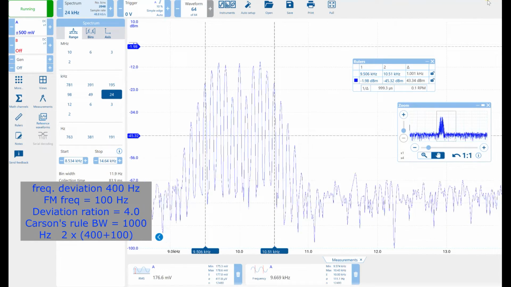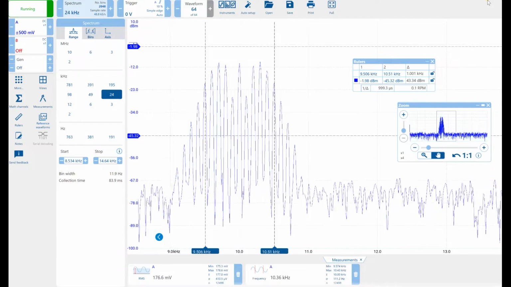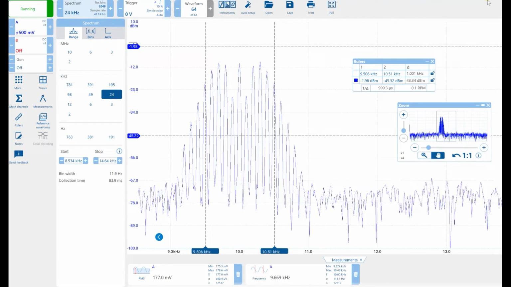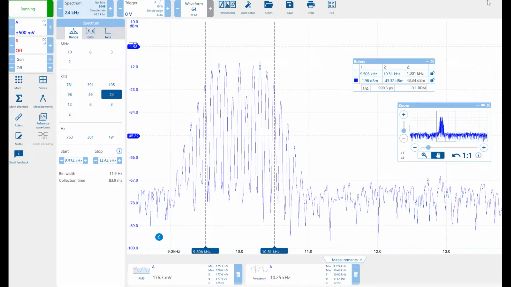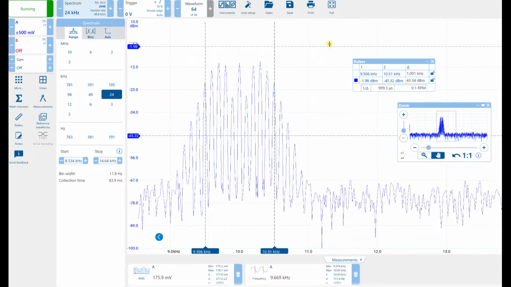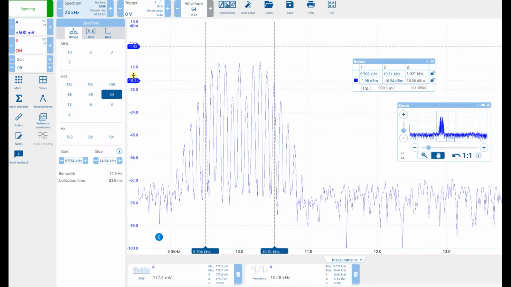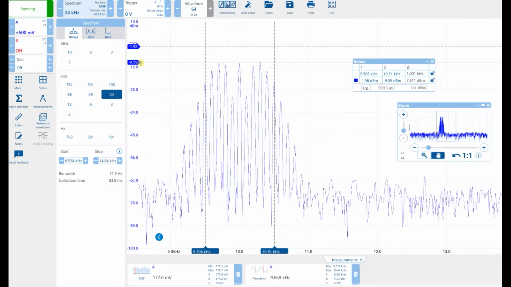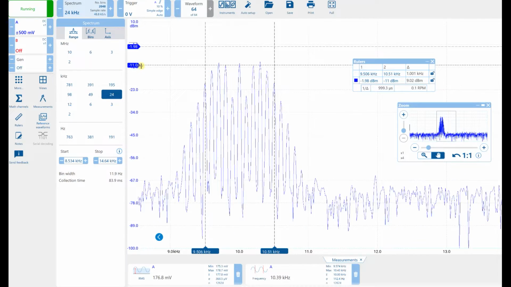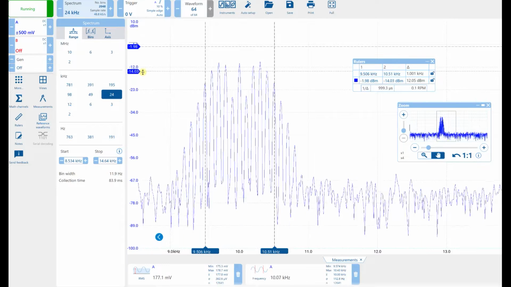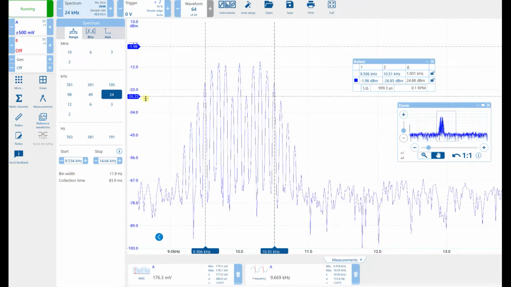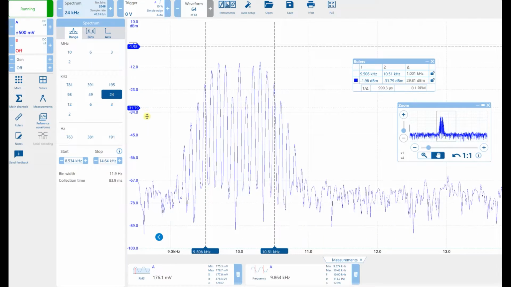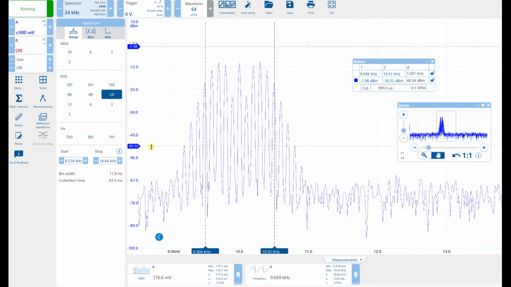500 hertz on the left, 500 hertz on the right. And that would be the bandwidth for the Carson's rule. You'd want to calculate the power of each of those sidebands. And I'm going to mark off with this. So we have the one here, one here, one here, another one, these two here, this one, and this one.